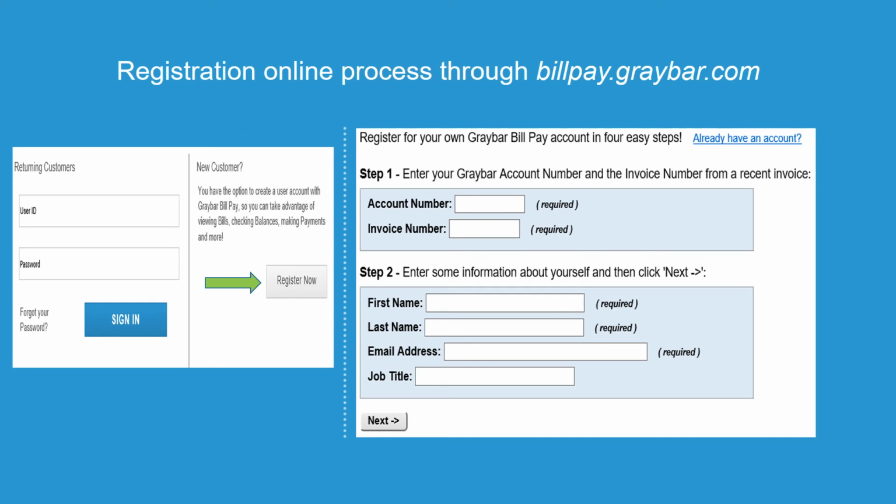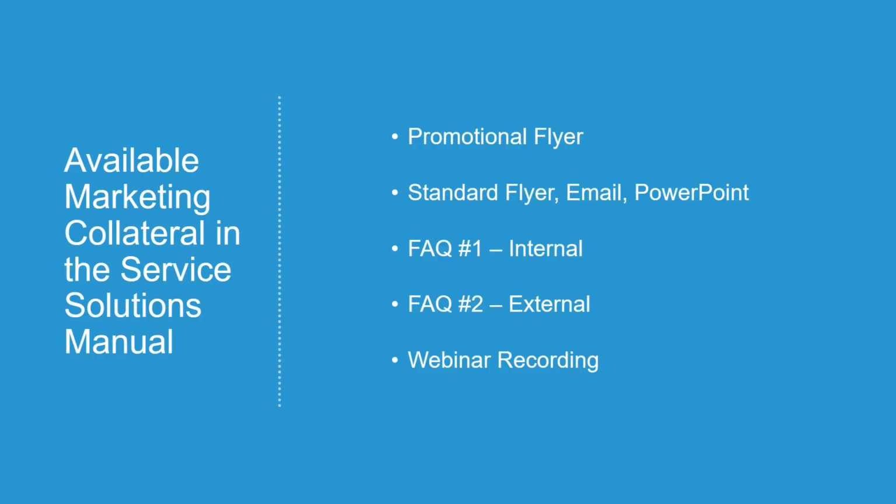So this is what the customer will see when they go to billpay.graybar.com. On the left, you'll see the initial screen where they can log in if they're a returning customer, or on the right, they can click the Register Now button if they're new. And then on the right, you can see the screen that they'll see after that, where they just have to have their account number and an invoice number. And then they put in their name, their email address, and their job title. And then this will initiate a workflow process to the financial manager, who will then set them up in the system. So it's very easy for the customers to use. It does not take a lot of time to log into this system.